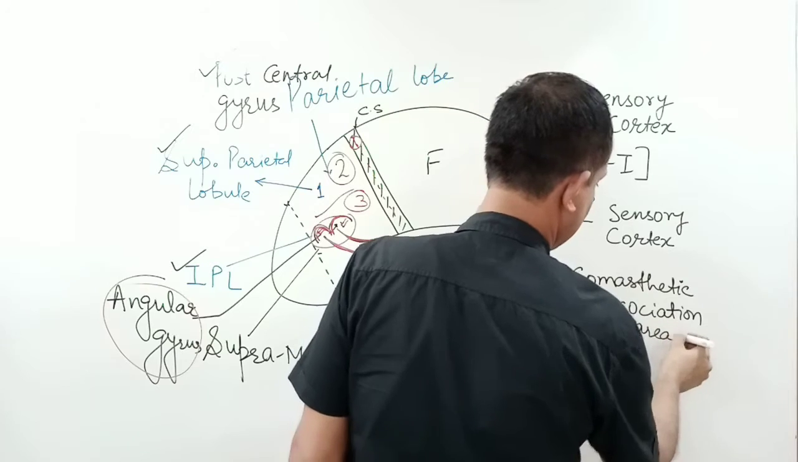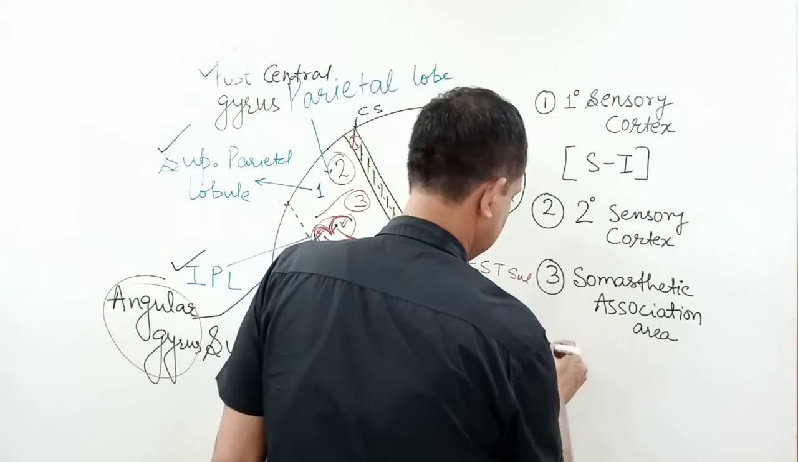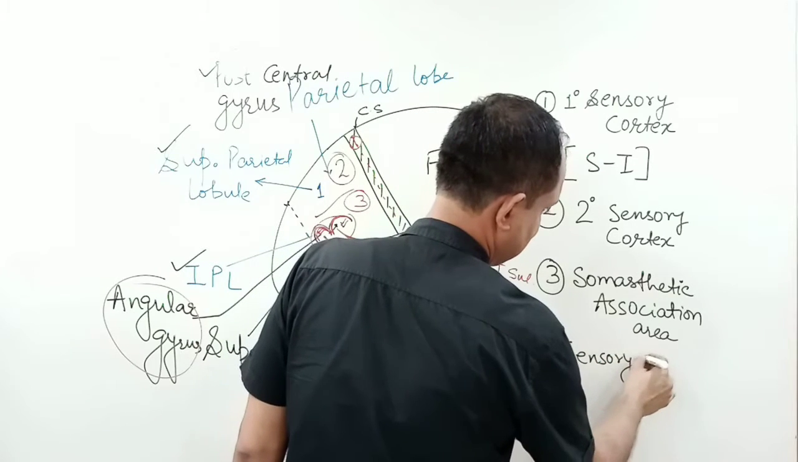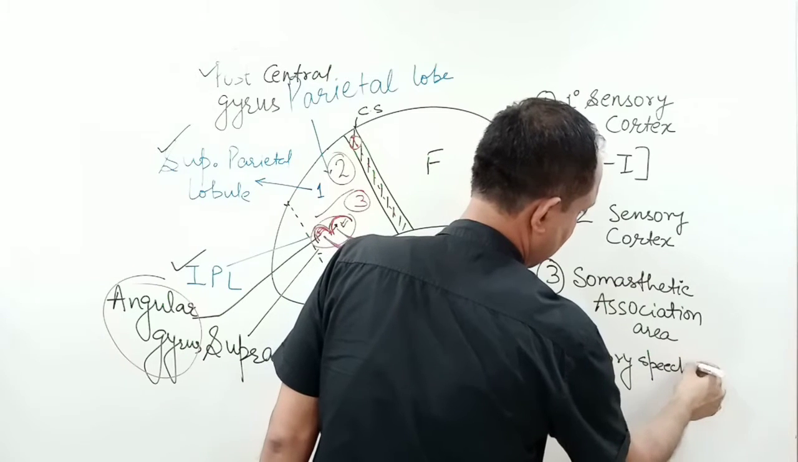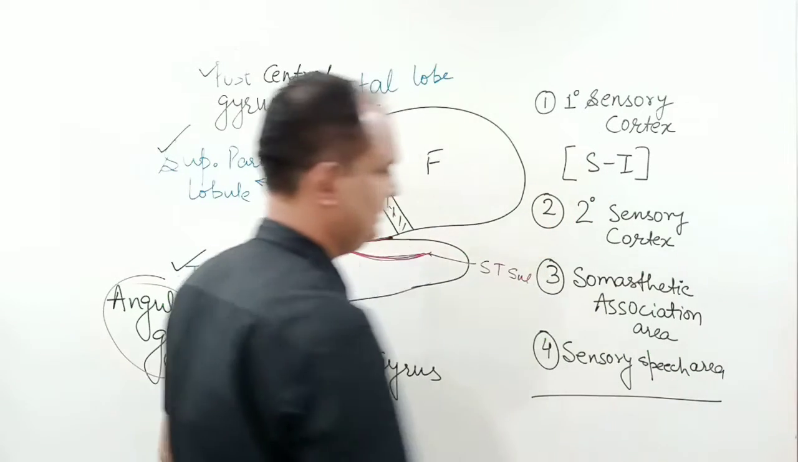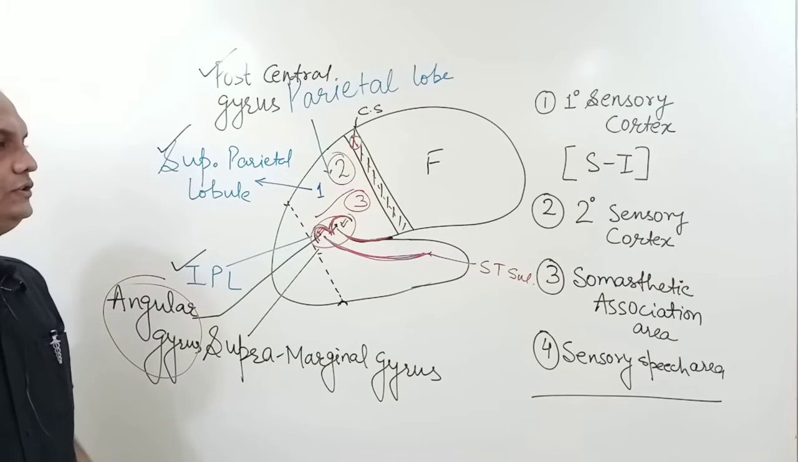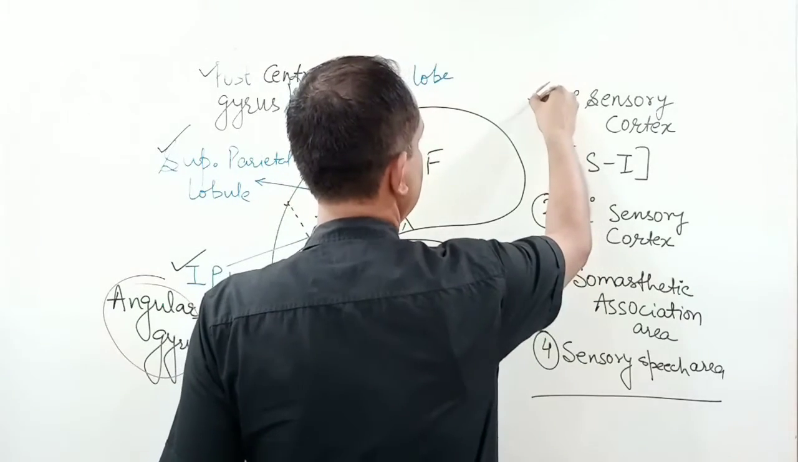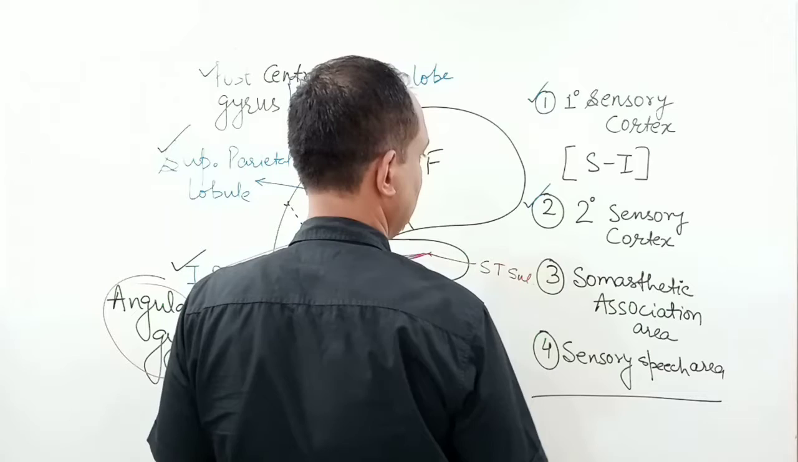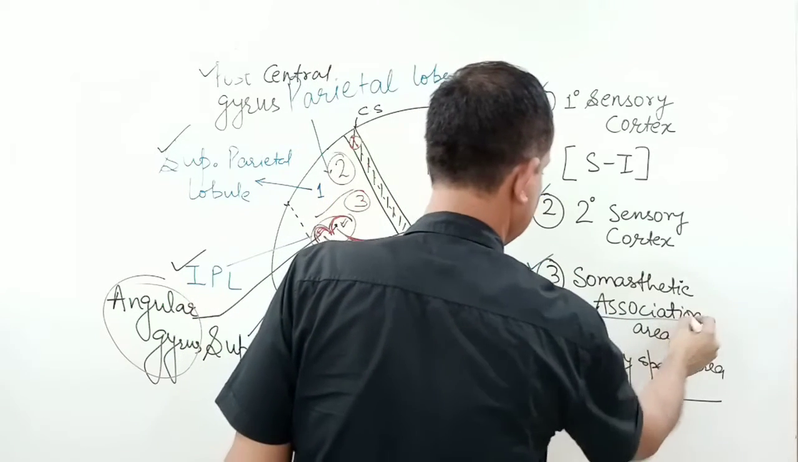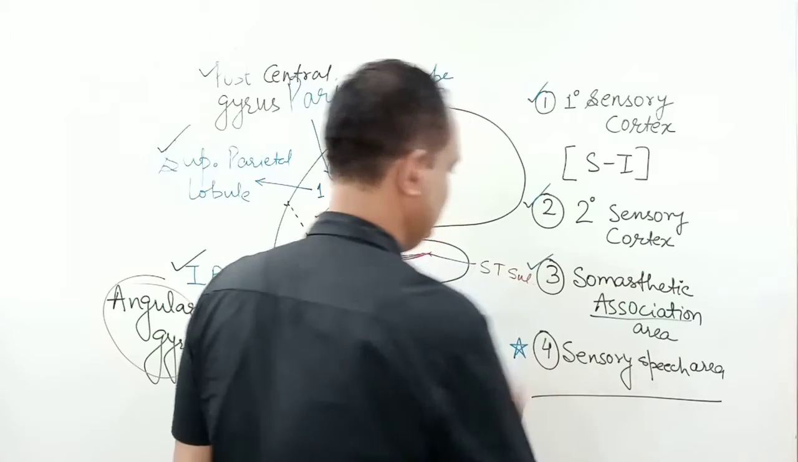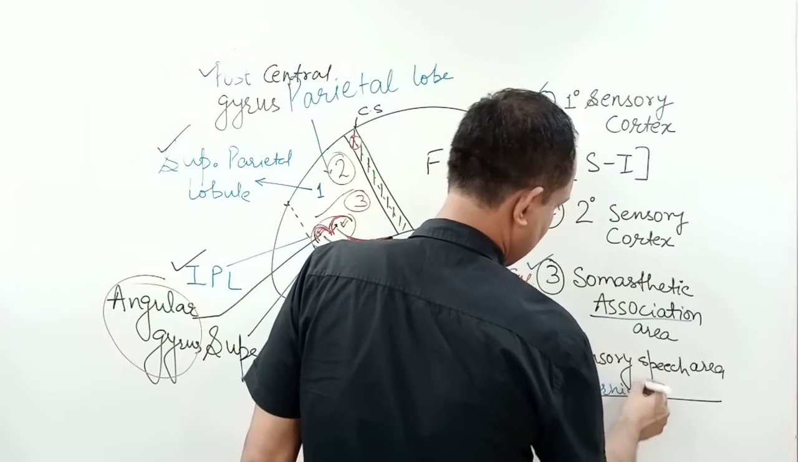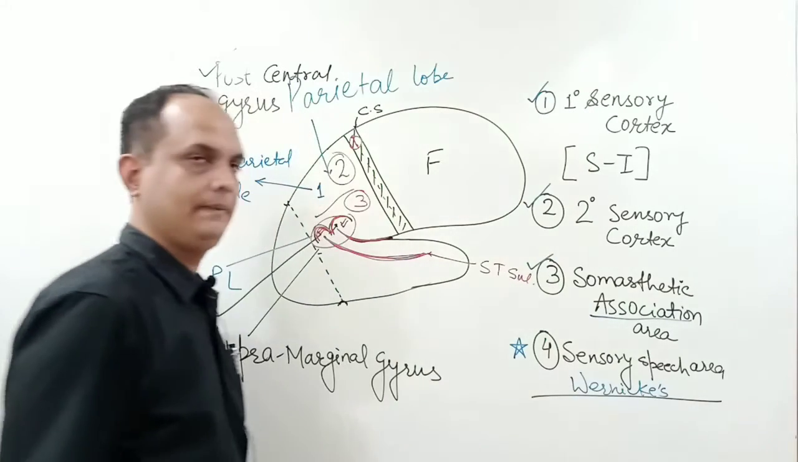Some books also include the sensory speech area in the list of functional areas of the parietal lobe. So in the parietal lobe you have the three most constant areas: primary sensory cortex, secondary sensory cortex, and somesthetic association area. Some will also have the sensory speech area, which is also known as Wernicke's area, or Wernicke's sensory speech area.